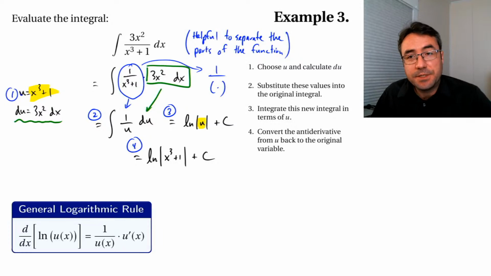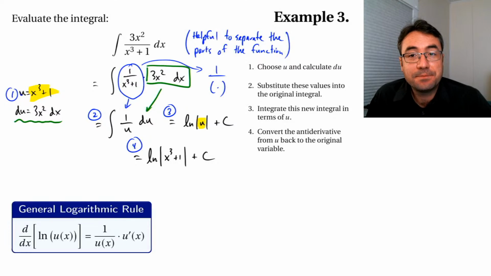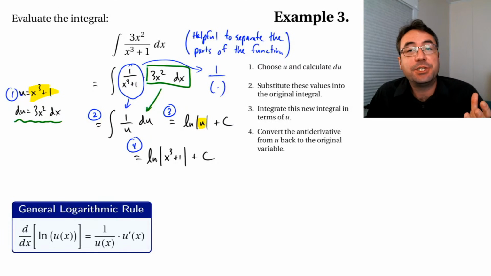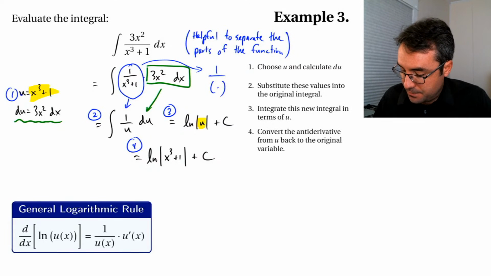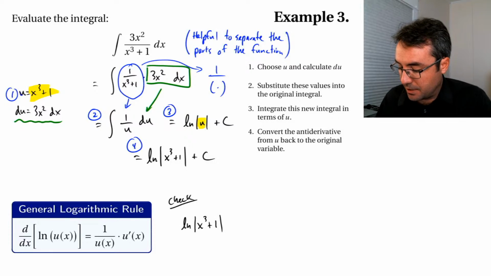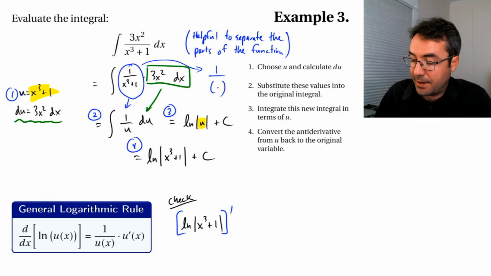So the nice thing again is that anytime we want to check our answer, we can just differentiate and we should get back to where we started. So we can check our work here and take our answer, which was the natural log of the absolute value of x cubed plus 1, and just differentiate it. And if we did everything correctly, we should get back our original function that we started with.